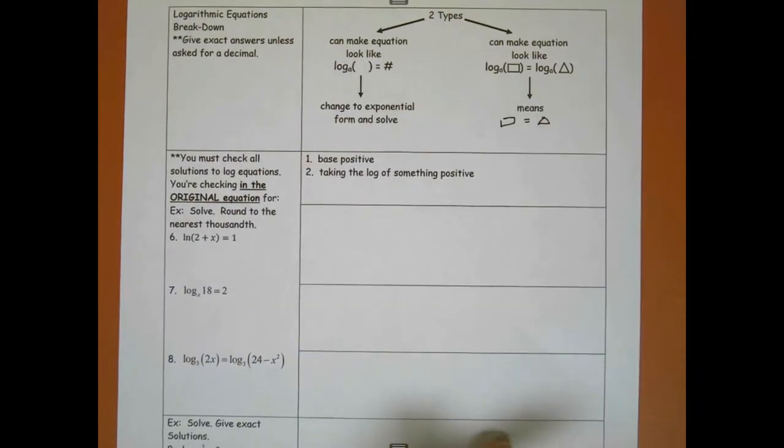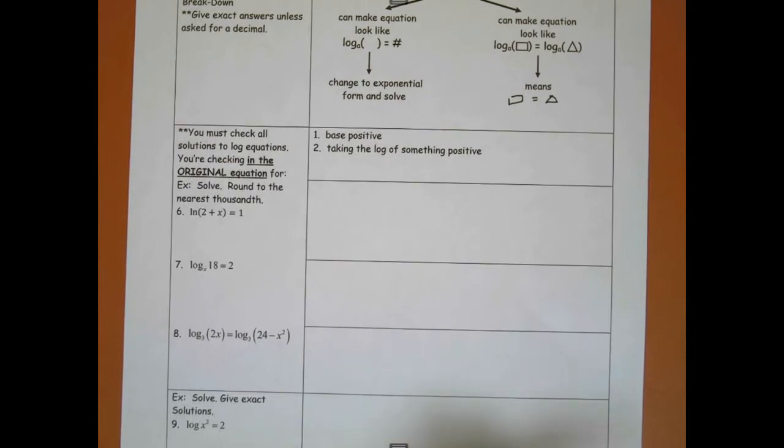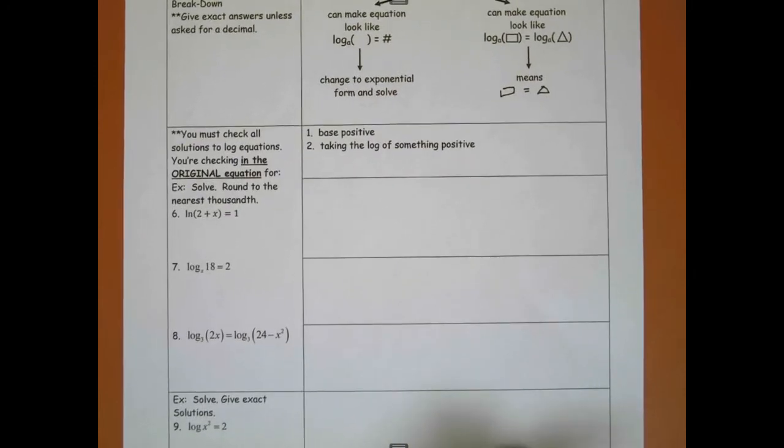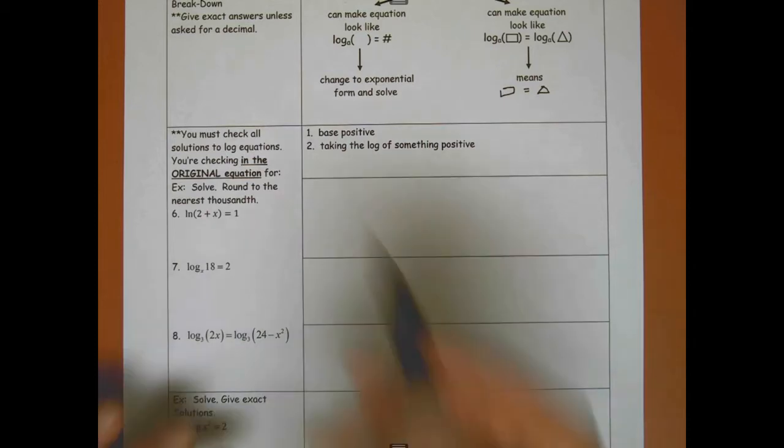Okay, and then very important here is that we check our answers to make sure it works in the original equation, because we will occasionally have extraneous solutions. And the reason for that is because you cannot have a negative number inside a log function. It's outside of its domain. If you try to take the log of a negative number, it is undefined. And so although it may look like a solution through your algebra, it is not one.